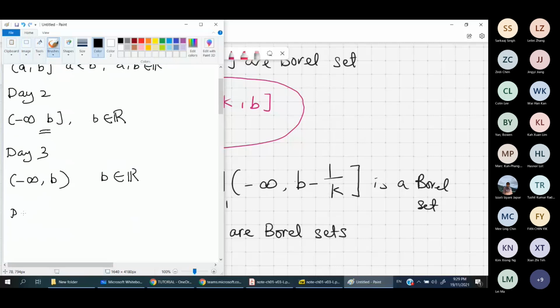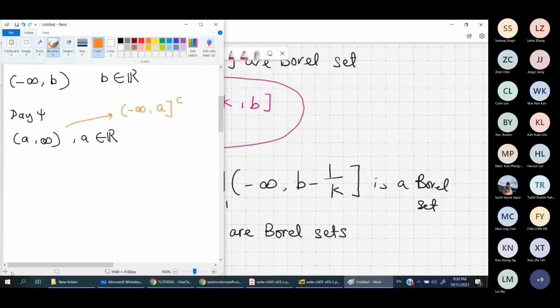Day 4. So we can use this. What is the complement? A to infinity for any A. This is a Borel set, right? I think it's clear, right? So this further is equal to the complement of negative infinity to B, A. So that's why this is another Borel set. So this solves part B, and so on.